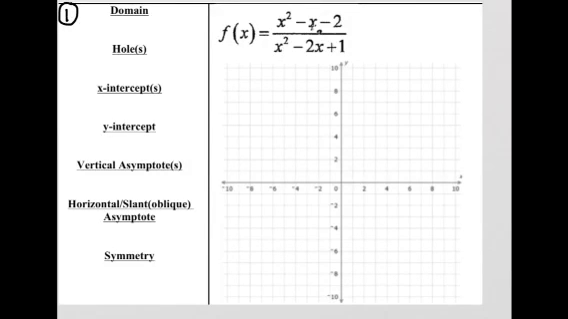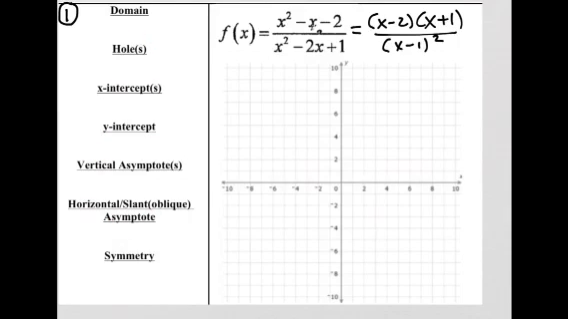Alright, so this is number 1 in the booklet that you got today. First thing I'm going to do is factor the numerator and denominator, so I get x minus 2, x plus 1, and then in the denominator it's x minus 1 squared, right? Because it's the same factor. So from here I'm going to answer all of these attributes.